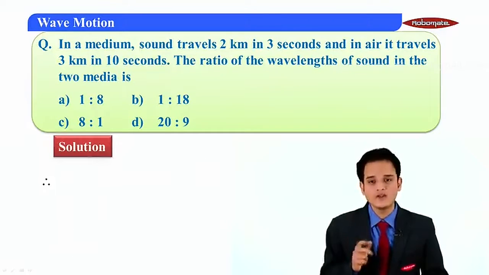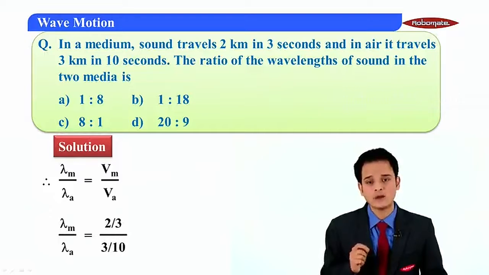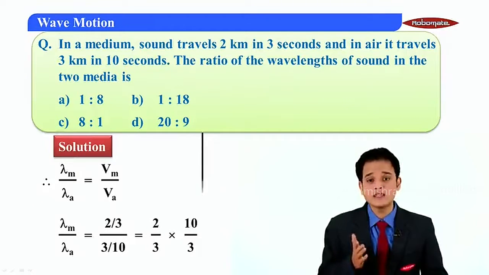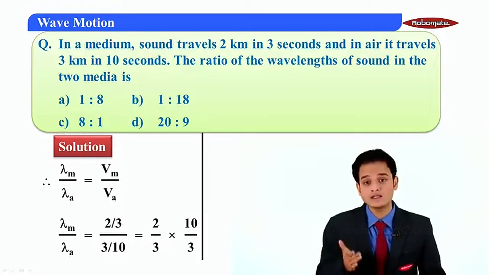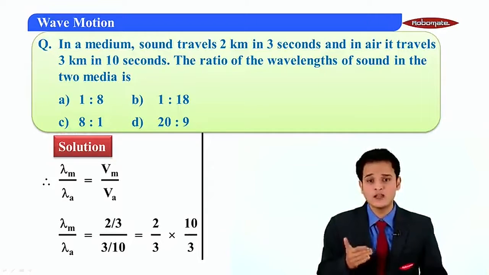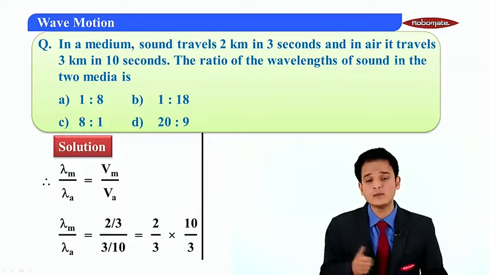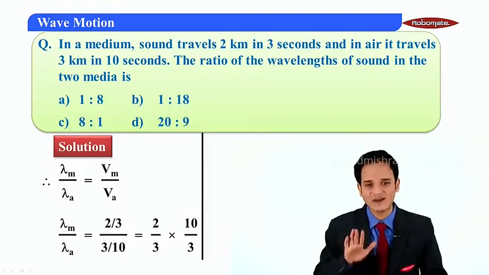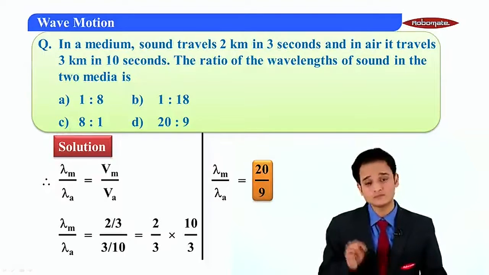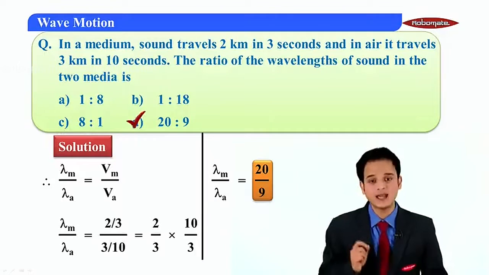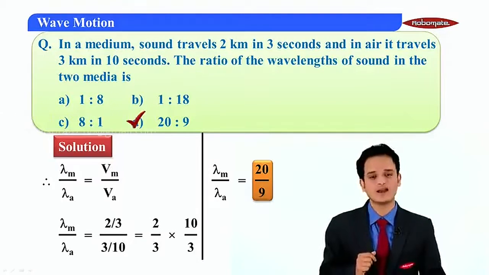So here we go. If v is directly proportional to lambda, then lambda m upon lambda a is equal to Vm upon Va. That is why lambda m upon lambda a is equal to 2 by 3 upon 3 by 10. We are just substituting the value of Vm and Va. This is equal to 2 by 3 multiplied by 10 by 3. 3 and 3 cancel? No students, hang on. 3 and 3 is not cancelled. The final answer is going to be 20 upon 9. And that is why option D is going to be our answer.